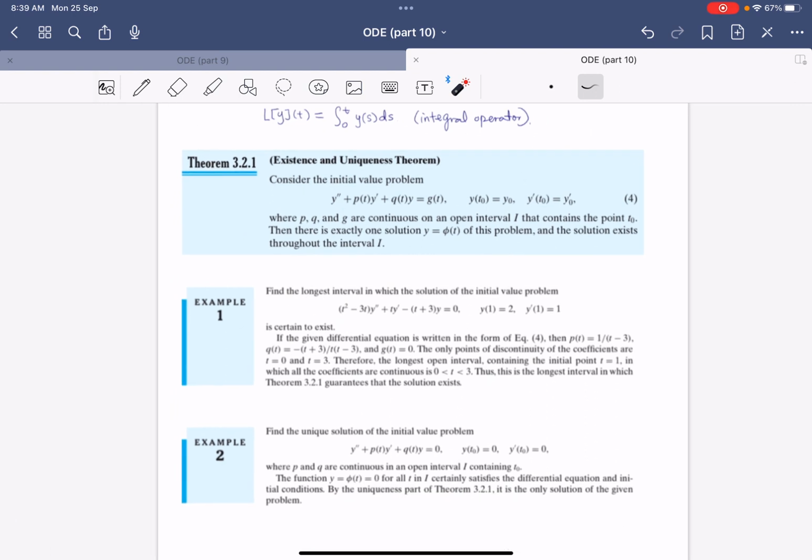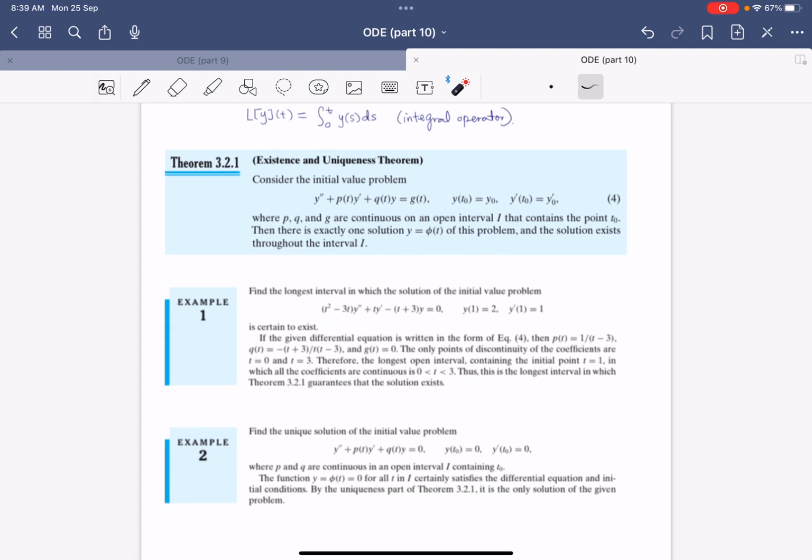One thing to note is the existence and uniqueness theorem for second order ODEs. The proof is similar to the one we had in the first order case, but expanded slightly more.